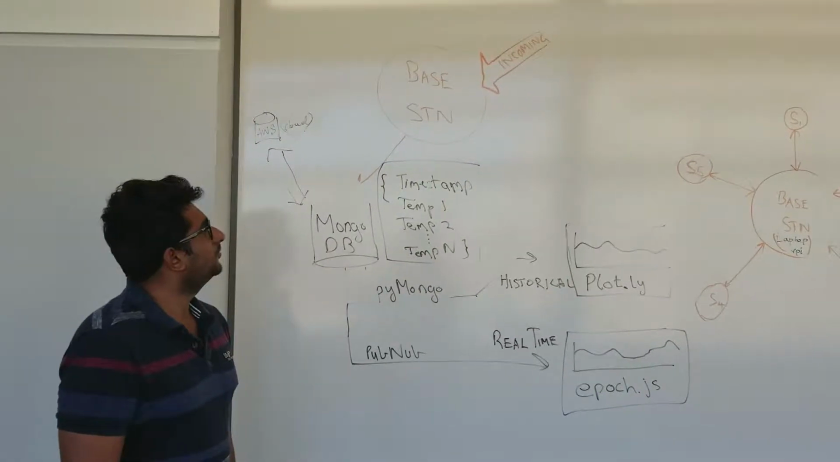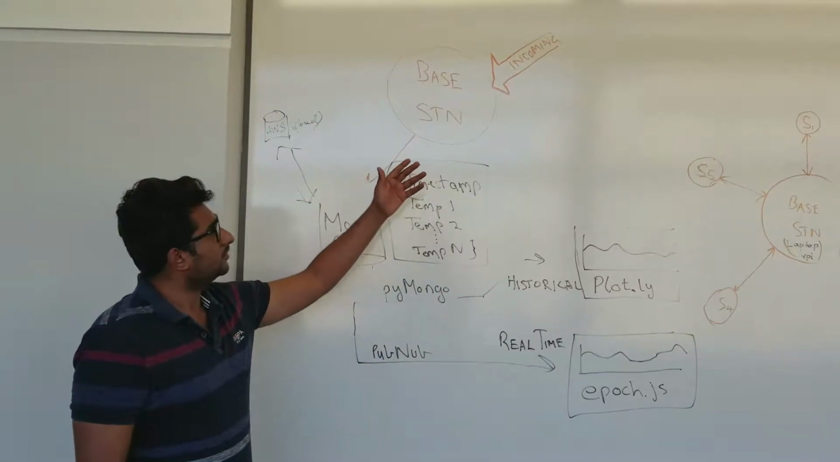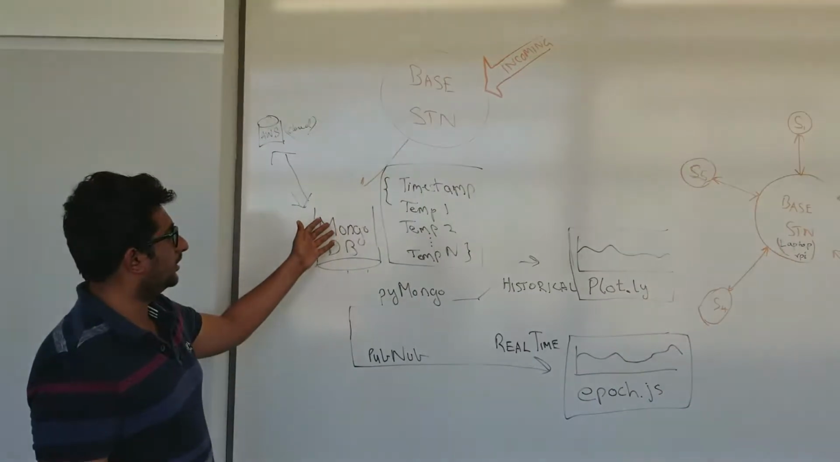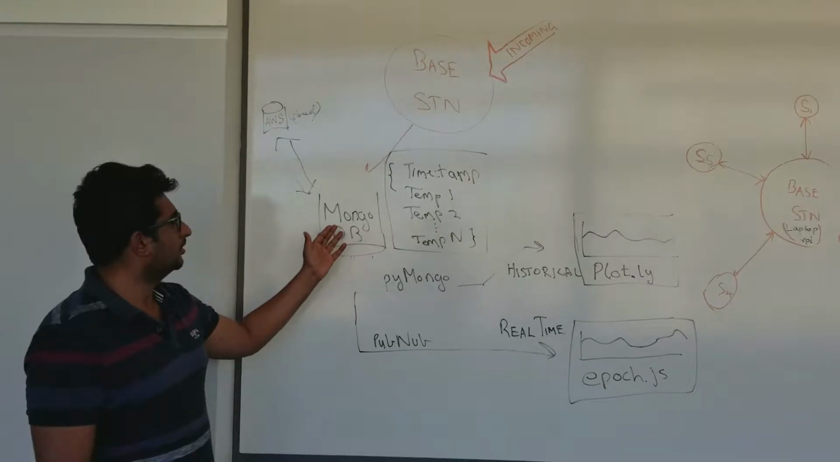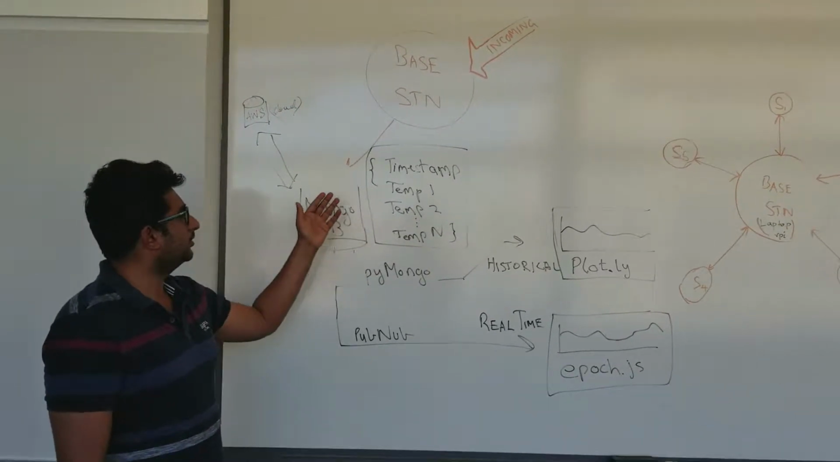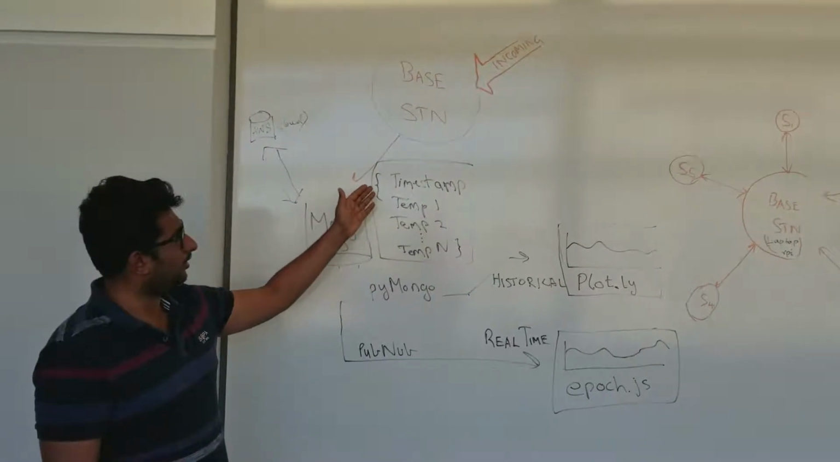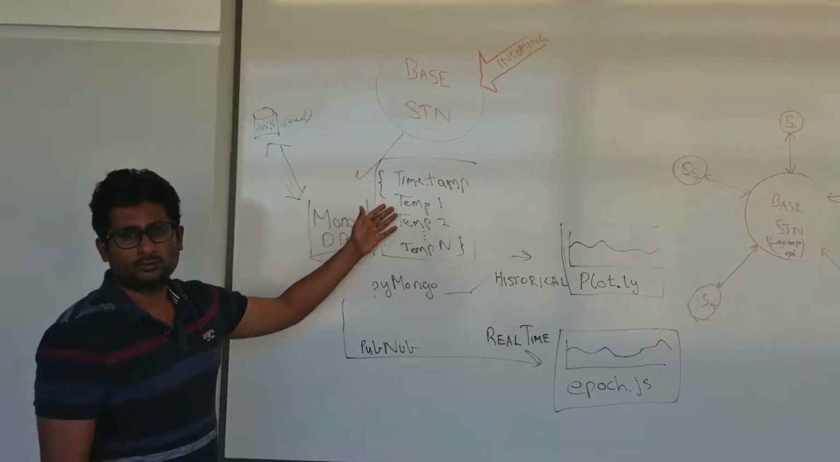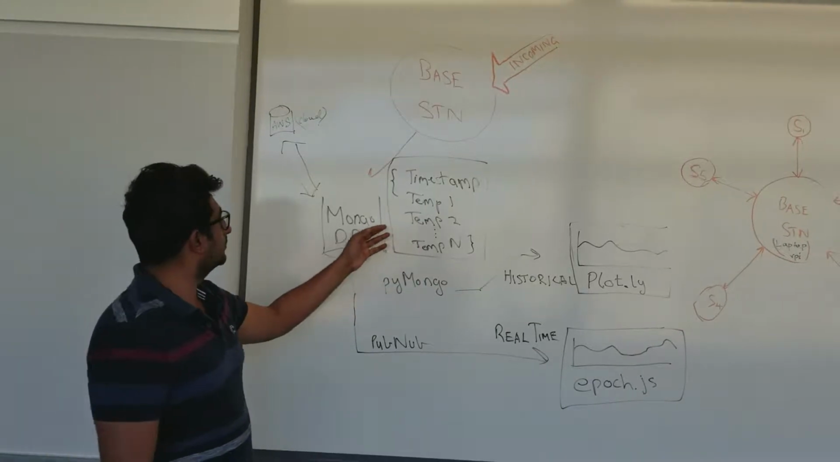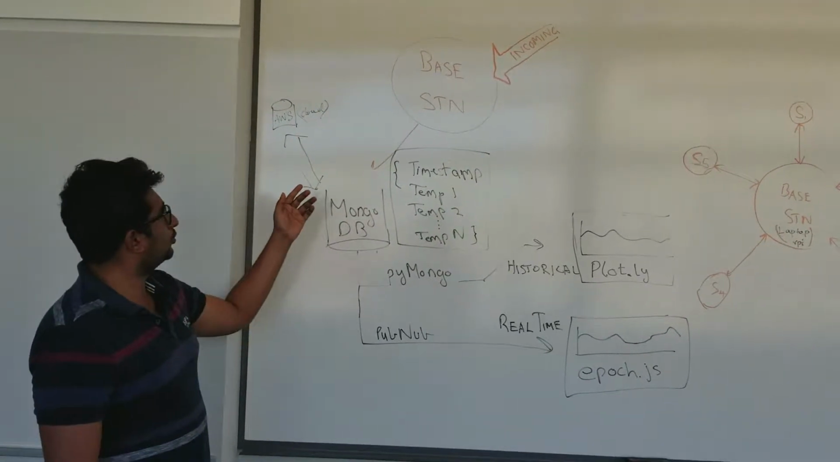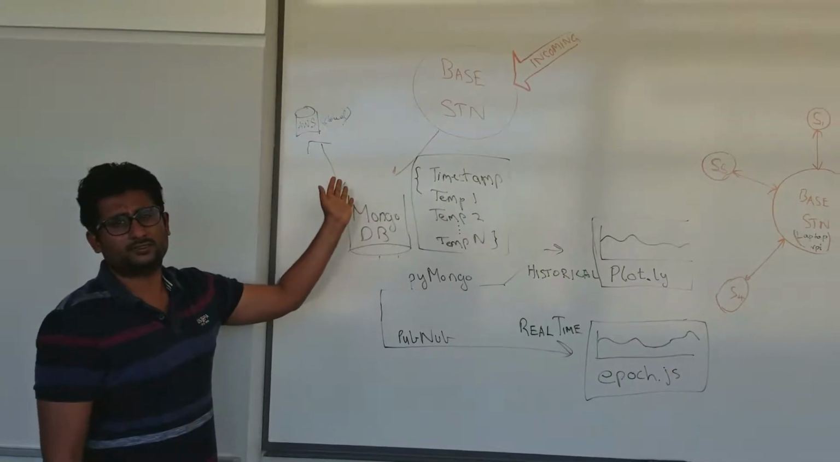So once we receive the data from all the sensors, we are using a data store, which is MongoDB. MongoDB is where we store our data, and this is the schema that we've used. We are populating a timestamp along with the temperature values from each of the sensors. MongoDB is stored in a cloud database.